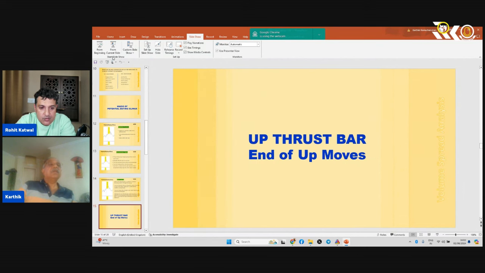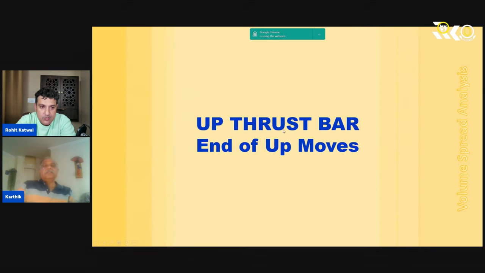The next one is called the upthrust bar. Normally it marks the end of an up move, you can say. It is very similar to the BC bar, but the price action and the volumes are different, though the end result could be the same.